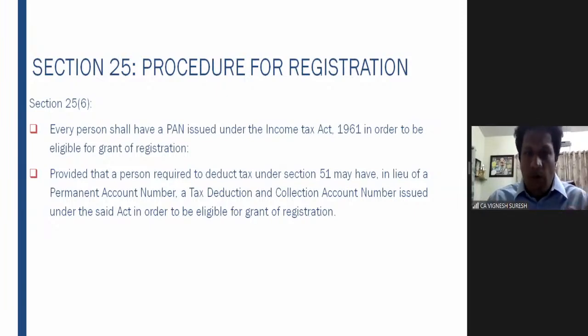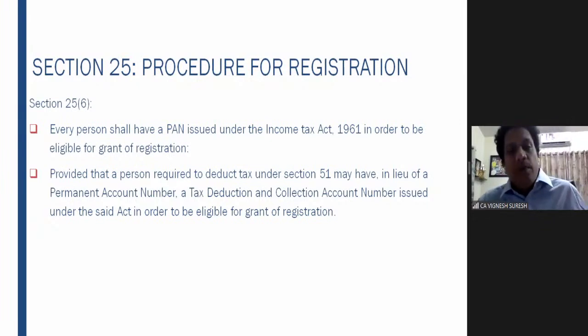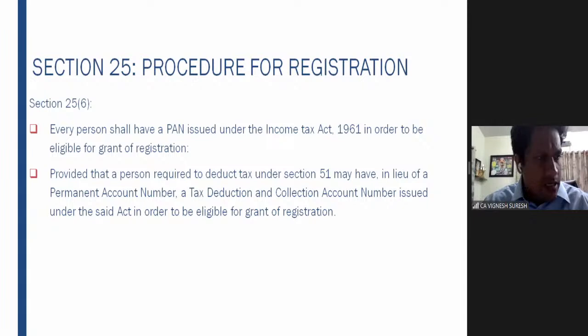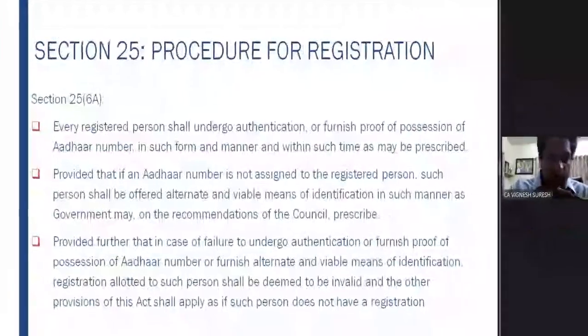However, in case of a person who is required to deduct tax under section 51, instead of a PAN, a TAN number also is sufficient for the purpose of the grant of registration. So it's a very simple thing here: in case you want to get yourself registered under GST, you need to have a PAN number. But in case of... have a PAN number. Similarly, even for a non-resident, this concept was very weird.